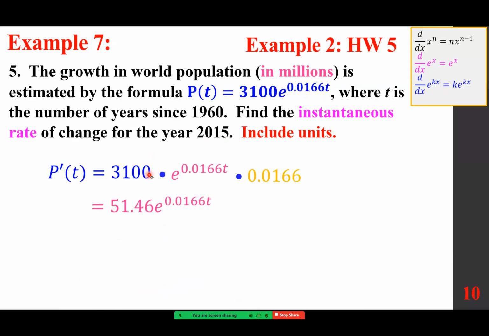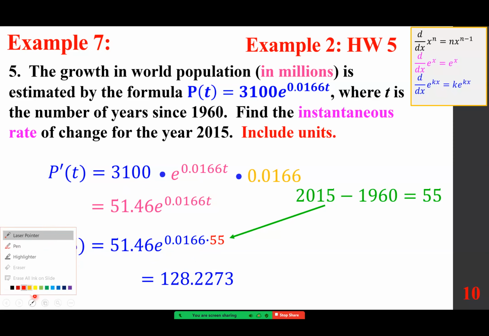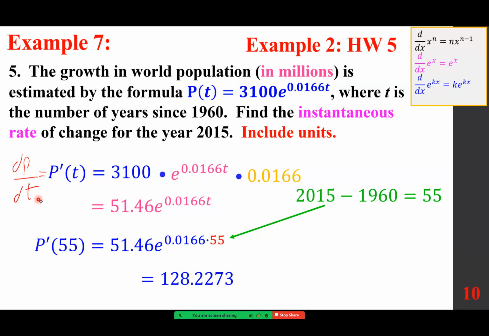And now from 1960 to 2015, there is a difference of 55. You replace the t with that, you put it into a calculator. And it gives you this answer. As far as the number is concerned, you really have to understand the units. This is dP/dt, the change in population over change in time. So 128.2273 million people per year, or 128 million, 227,220,730.